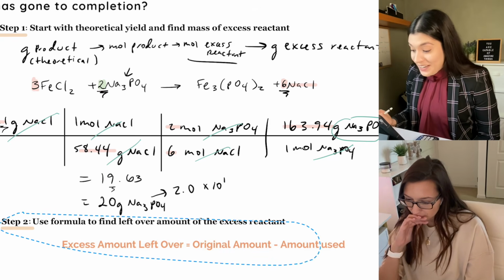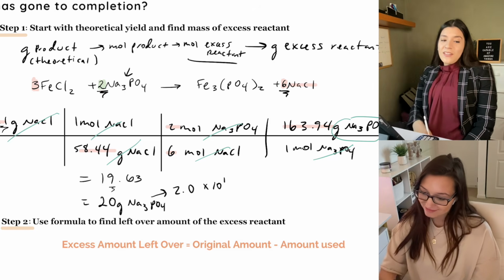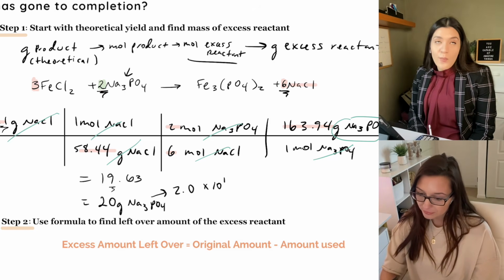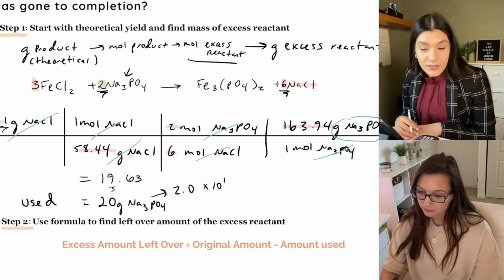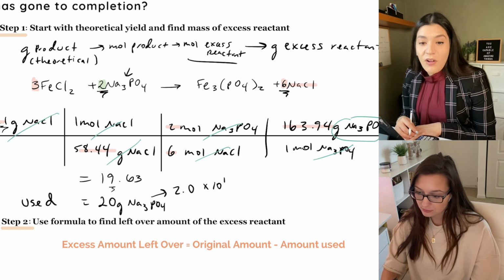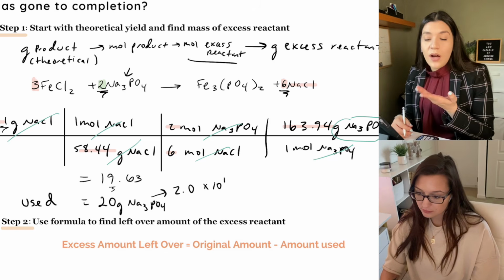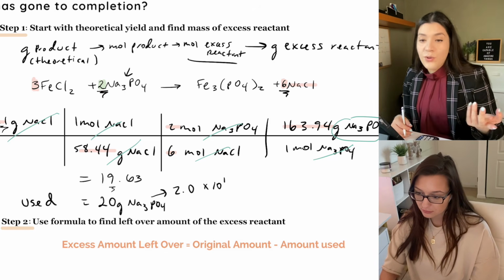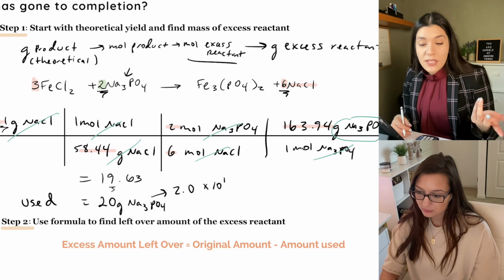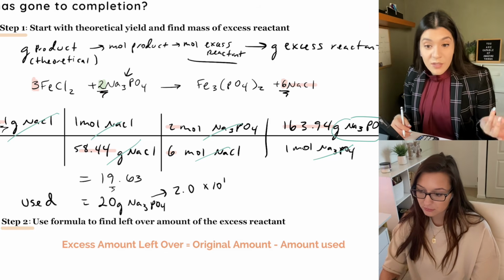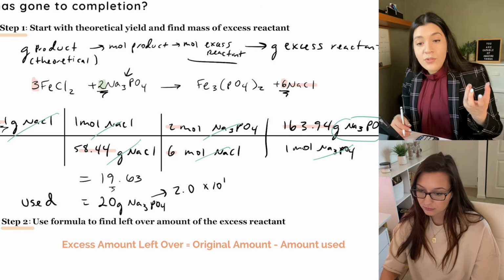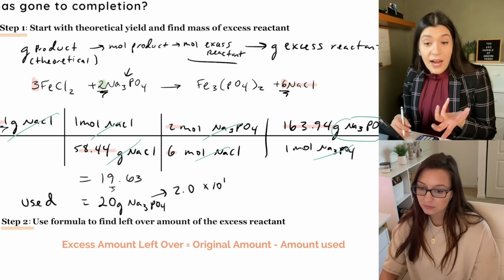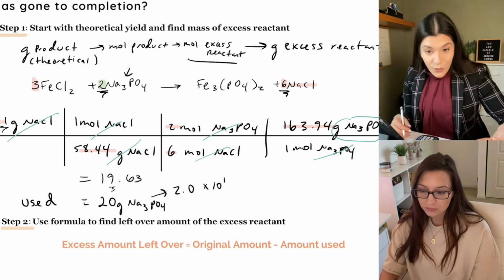Next step, finally, we're almost done, is to actually find the leftover amount of the excess reactant. What we just found was what was actually used in the reaction. Think back to the lattes: we had 2 cups of milk and our brewed coffee. What was actually used was 2 cups of brewed coffee to make 2 lattes, correct? This is the used amount of our excess reactant. So now we're trying to figure out how much is left over.